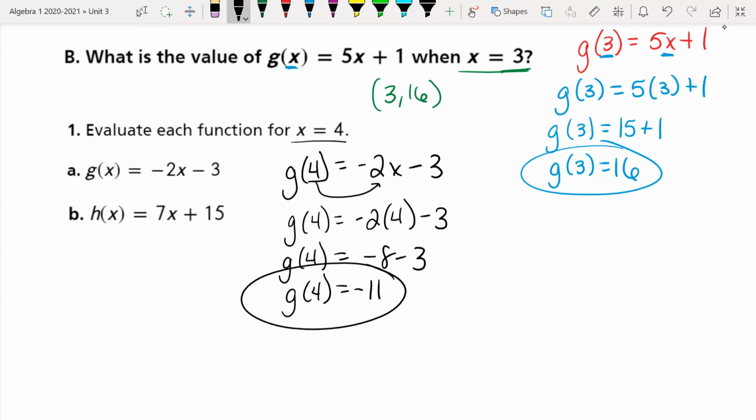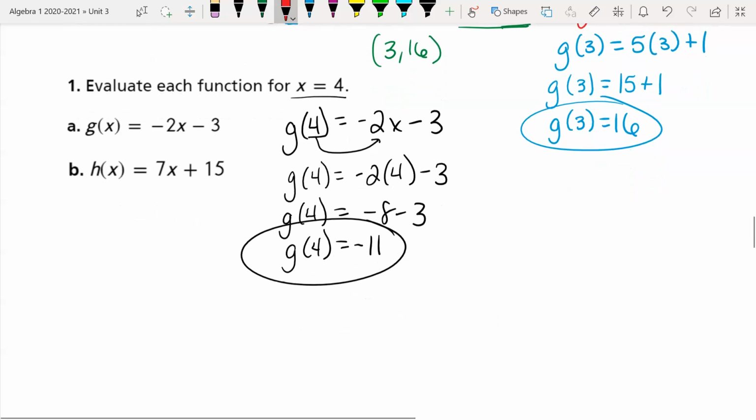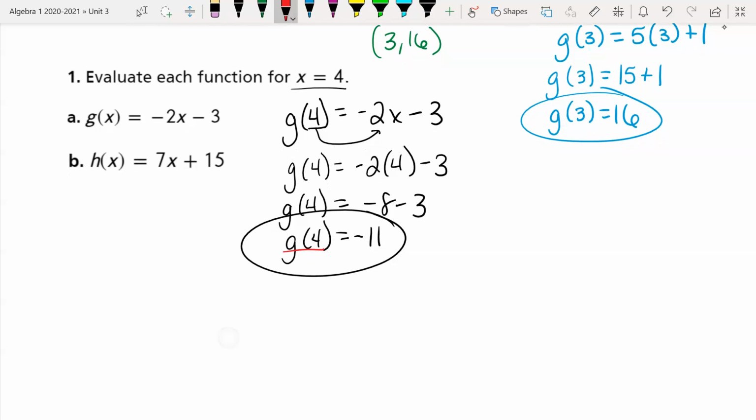Hopefully you got negative 11. So again, if I say plug in something for x, you're plugging it in for every x. You're just not solving the left-hand side because you're plugging in 4 for the x value to figure out what y is. So go ahead and try the next one. Go ahead and rewrite it for you.